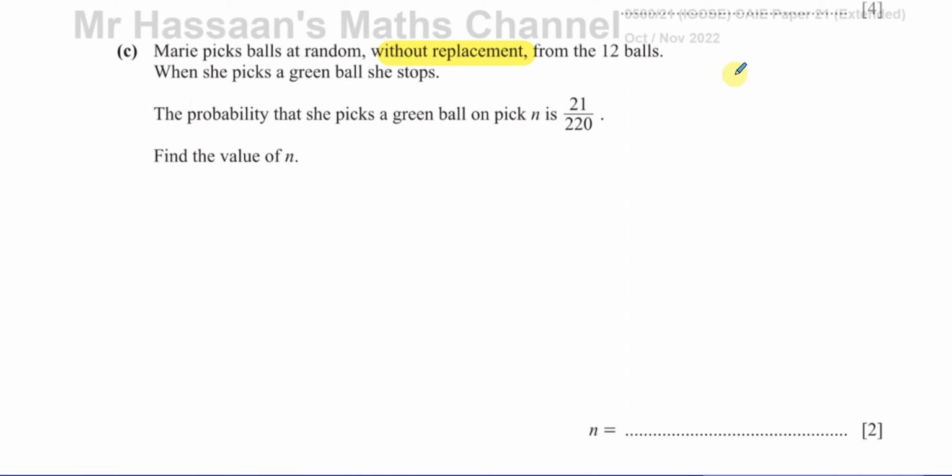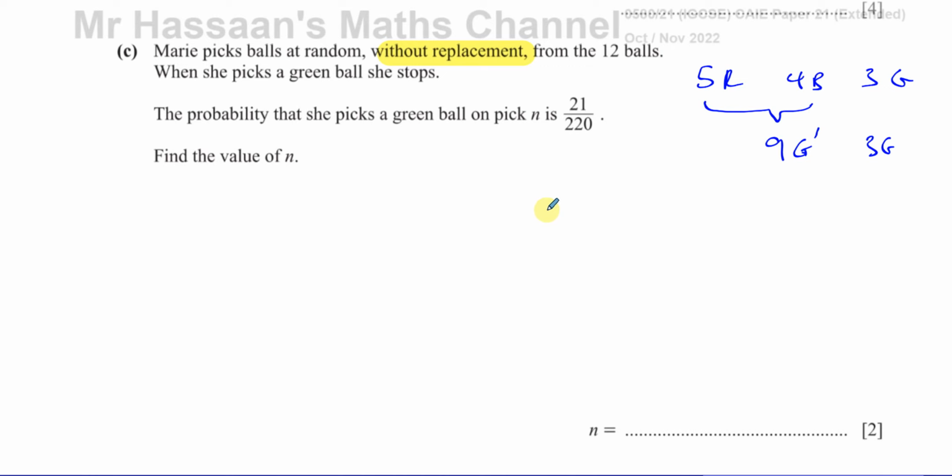So now we have 12 balls. Again, we have 5 red, 4 blue, and 3 green. So we're concerned with whether the ball is green or not, because if she picks a red or a blue, she'll continue. So let's class these together. There's 9 that are not green, and there are 3 that are green. That's how we can classify them, because we're concerned with whether the ball is green or not. So she's going to keep picking until a green happens, and we have to find on which pick that will take place.